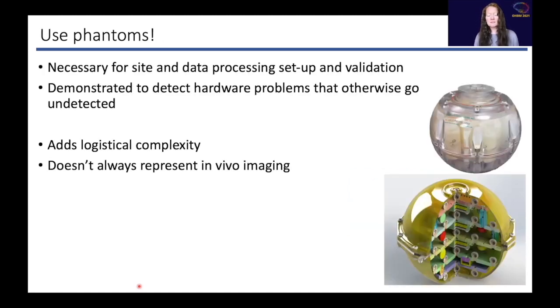My opinion is likely a little biased, but I think it's important to use phantoms or reference objects. I consider them necessary to do site qualification for any multi-site trial, and also for testing throughout the trial, because we don't know when hardware might start to fail, or you don't always know when the software upgrades are going to take place. Phantoms do add logistical complexity, and the phantom itself may not represent in vivo imaging, but they provide useful information.